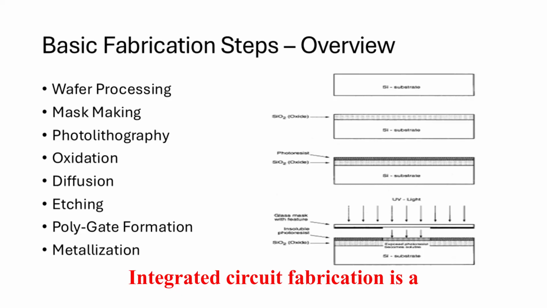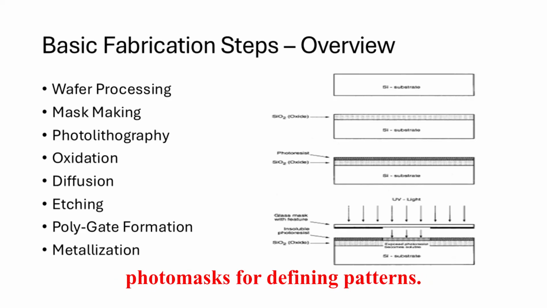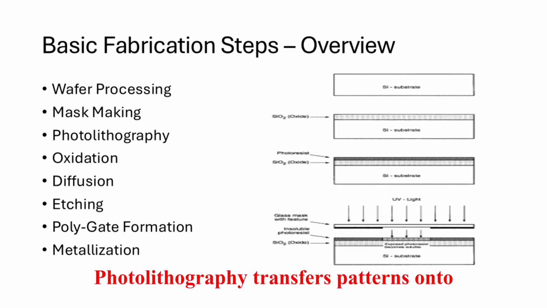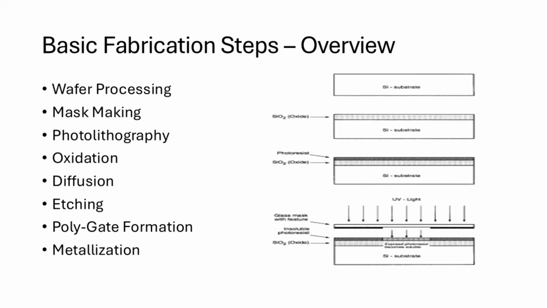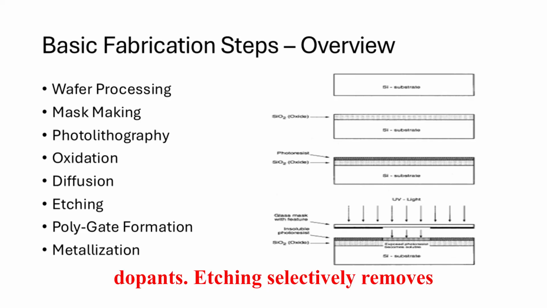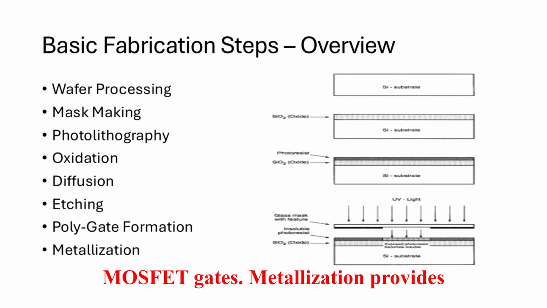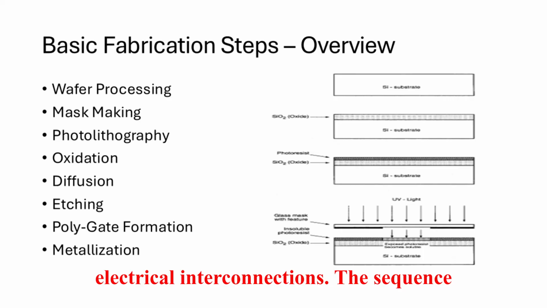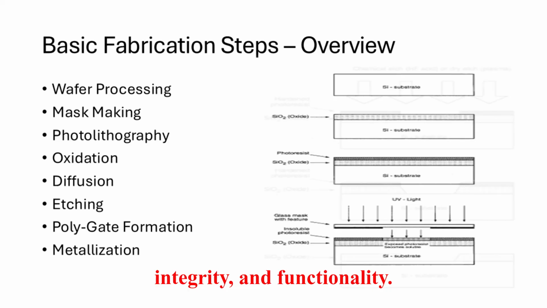Integrated circuit fabrication is a sequence of additive and subtractive steps. Wafer processing prepares the substrate. Mask making generates photomasks for defining patterns. Photolithography transfers patterns onto the wafer surface. Oxidation creates insulating or masking oxide layers. Diffusion or ion implantation introduces dopants. Etching selectively removes materials. Polygate formation creates MOSFET gates. Metallization provides electrical interconnections. The sequence ensures proper alignment, layer integrity, and functionality.